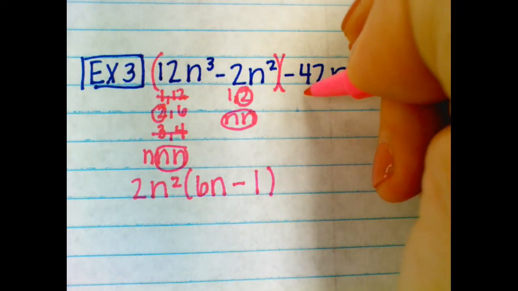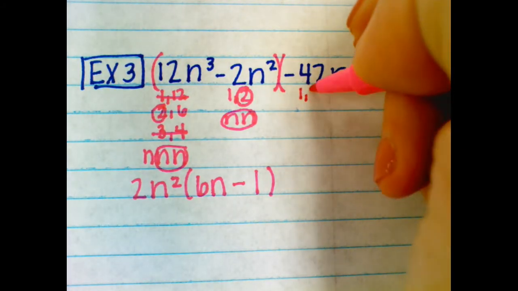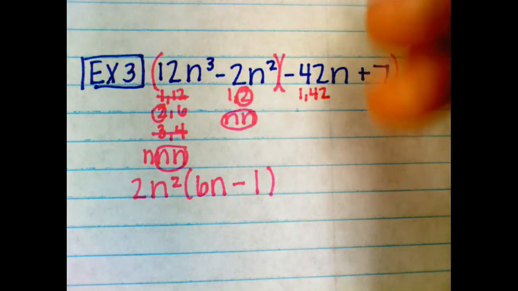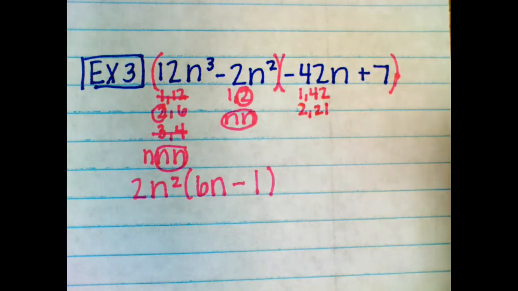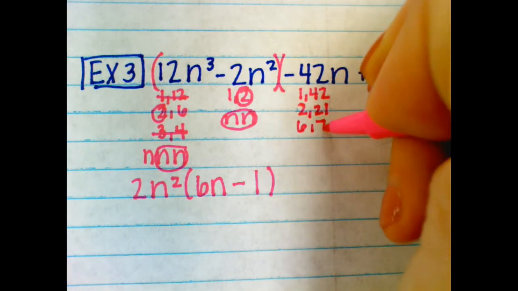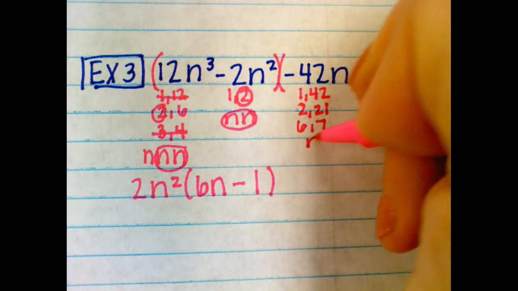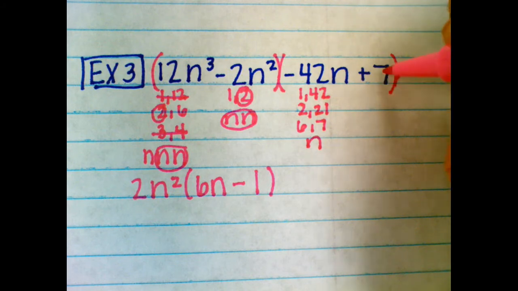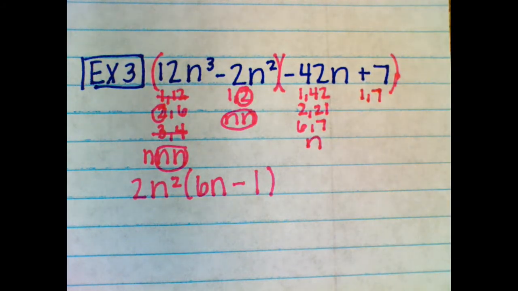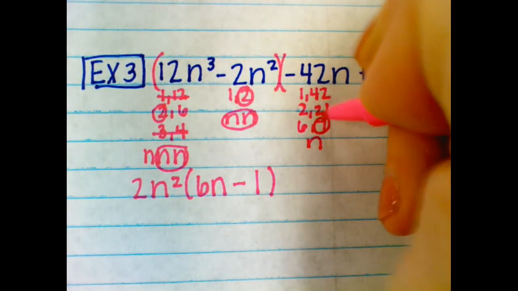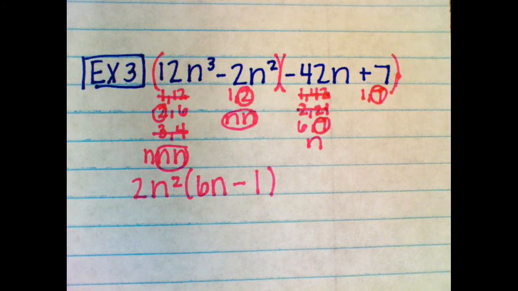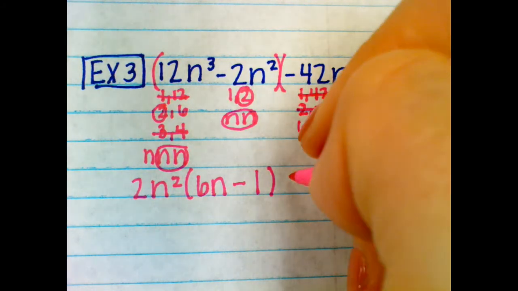So let's do 42. So 1 and 42, 2 and 21, and 6 and 7. And we have an n. And this one is just 7. 7 is prime. It only has 1 and itself. So our greatest number here this time is 7. So I don't need this one. I don't need that one. So the only thing I can put outside here is 7.